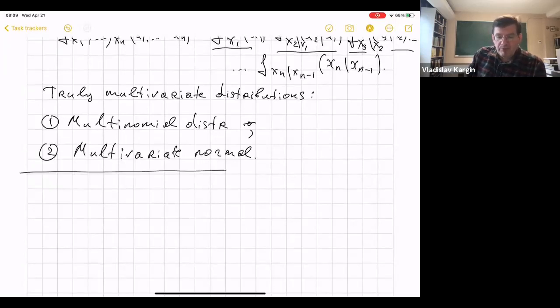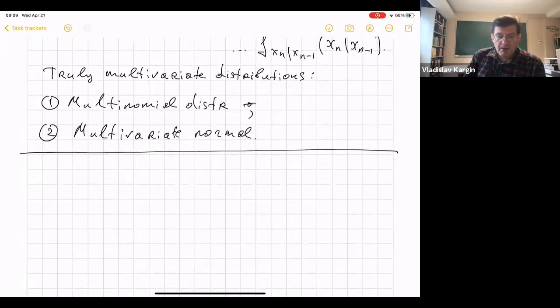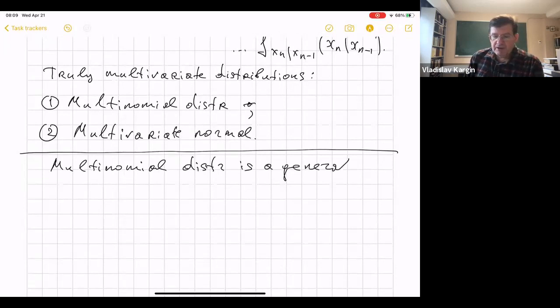Now let us talk about multinomial distributions. The multinomial distribution is a generalization of the binomial distribution. So a multinomial random variable is a generalization of a binomial random variable.